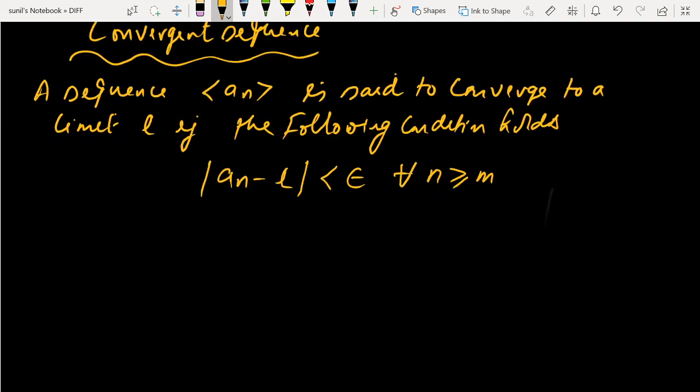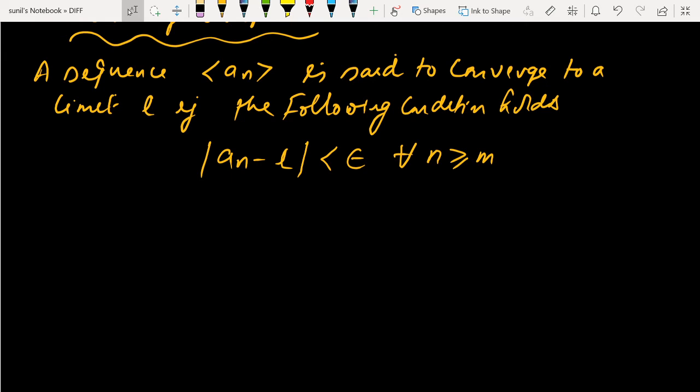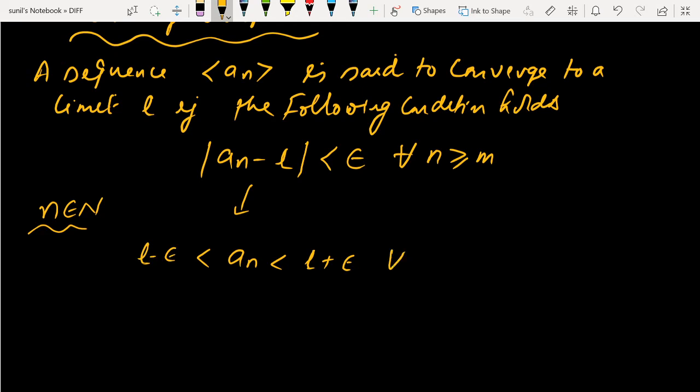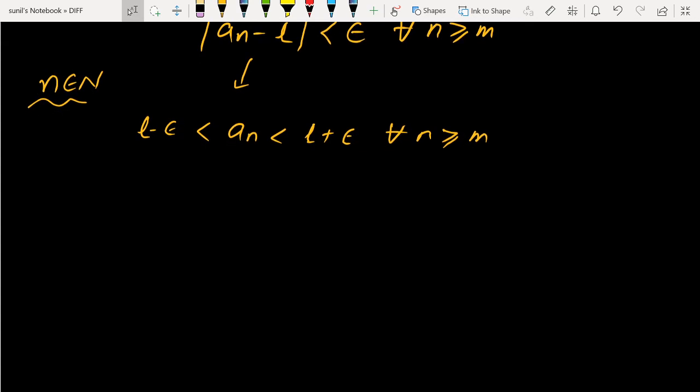Friends, try to understand that when we are defining a sequence, this n is a natural number. It means that diagrammatically, a_n will lie between L minus epsilon and L plus epsilon for all n greater than or equal to m. So eventually, when the subscript n is more than m, the terms of the sequence will lie between L minus epsilon and L plus epsilon.